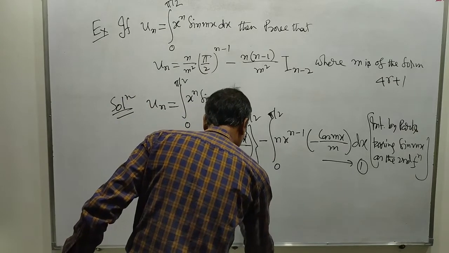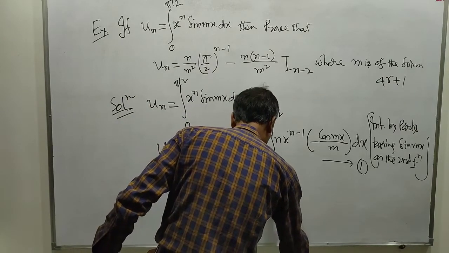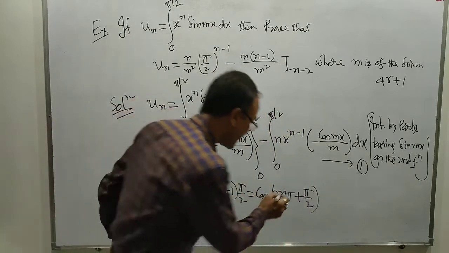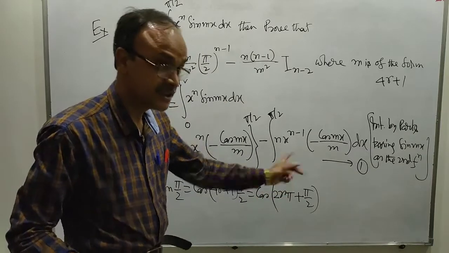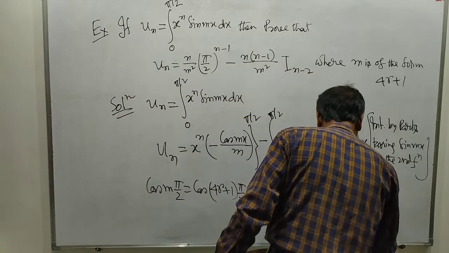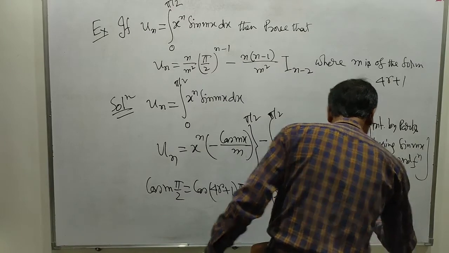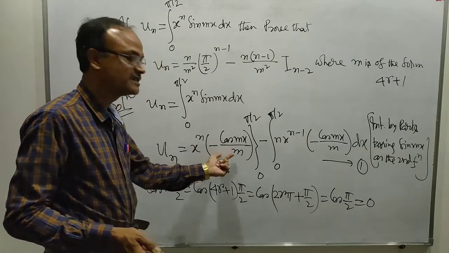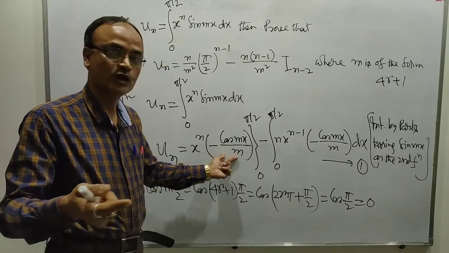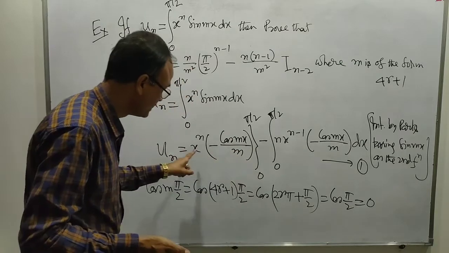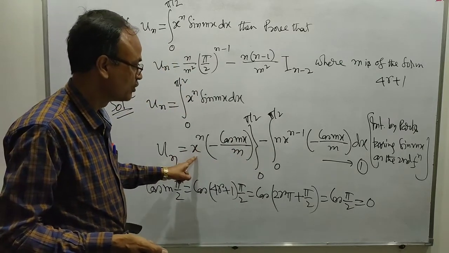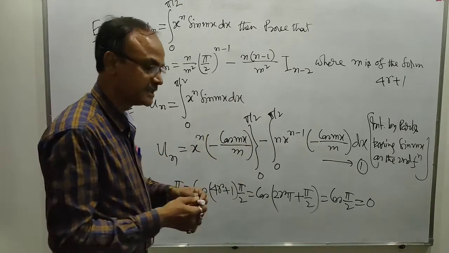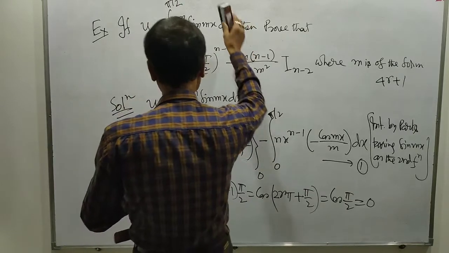Cos m pi by 2 is equal to cos of twice r pi plus pi by 2. This is equal to again cos pi by 2, which is equal to 0. This means that if you put pi by 2, this term will vanish. This term will be equal to 0. If you put 0, here x is there, x is equal to 0. Therefore, no contribution from this term.